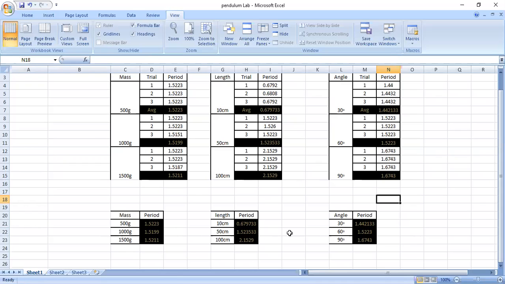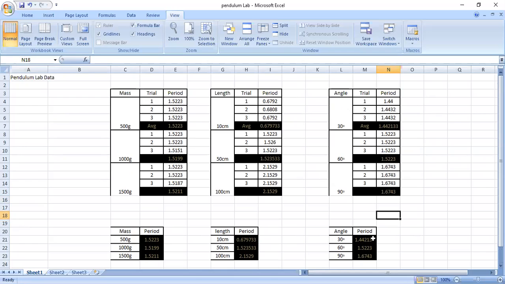Okay, so what was your hypothesis? Now it's time to look at your data. Since we looked at it, now you're going to either accept or reject your hypothesis based on the data. And my hypothesis today was that the angle would affect the period of the pendulum the most. So today I would reject my hypothesis because obviously the angle did not affect it a lot, but the length would have affected it. So if you chose length, then good for you. Your hypothesis was supported today.